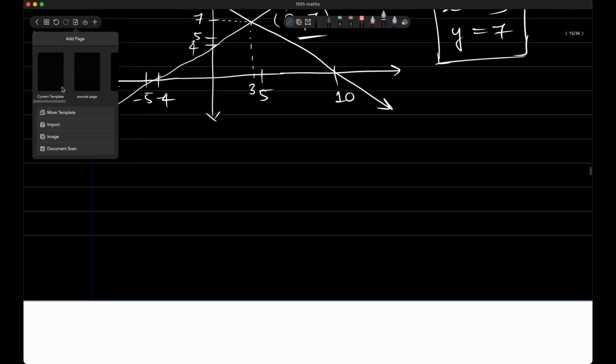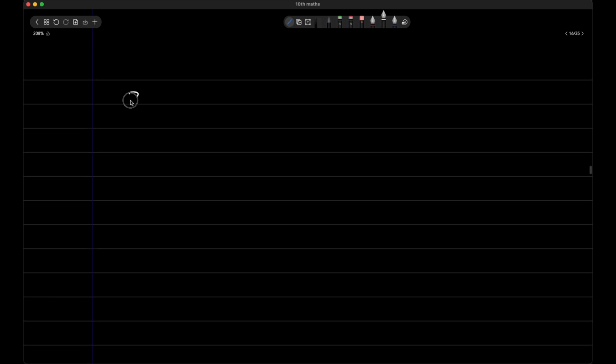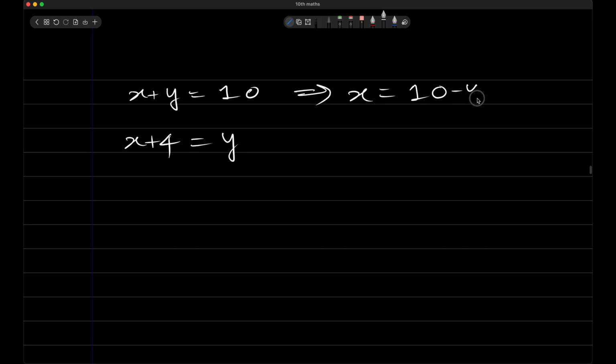Let us verify using the substitution method that we have covered in last lecture, that is x plus y equals to 10 and x plus 4 equals to y. If we subject x from the first equation, we will get x equals to 10 minus y. So let us put x in the second equation, that is 10 minus y plus 4 equals to y.